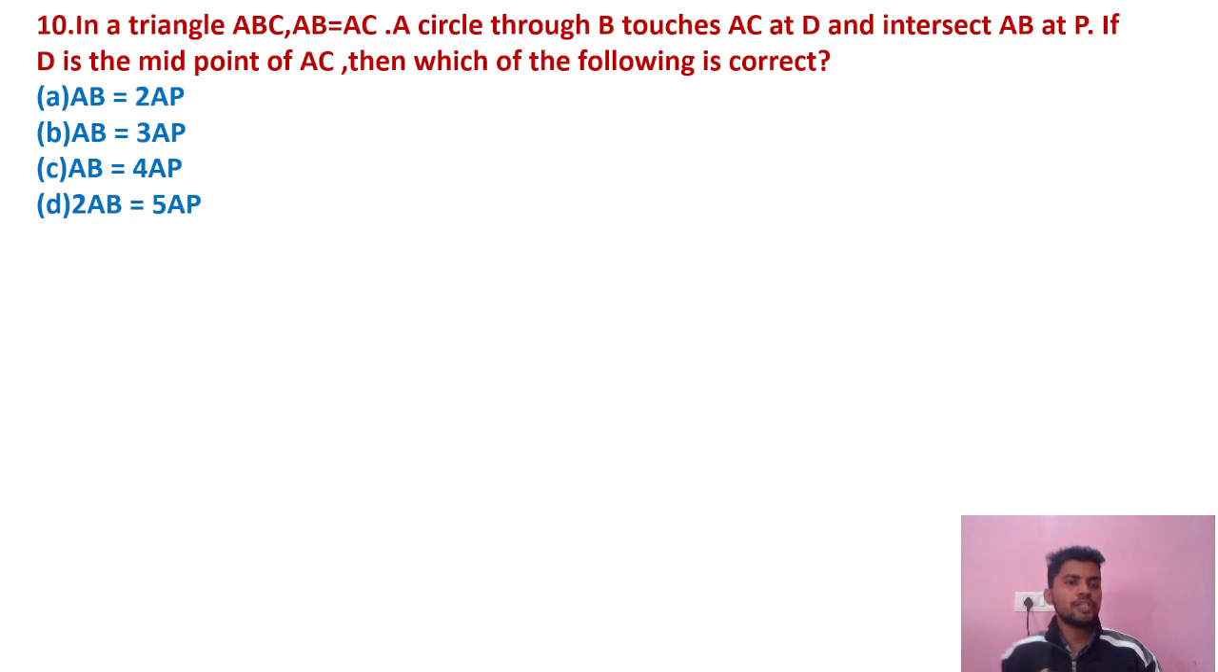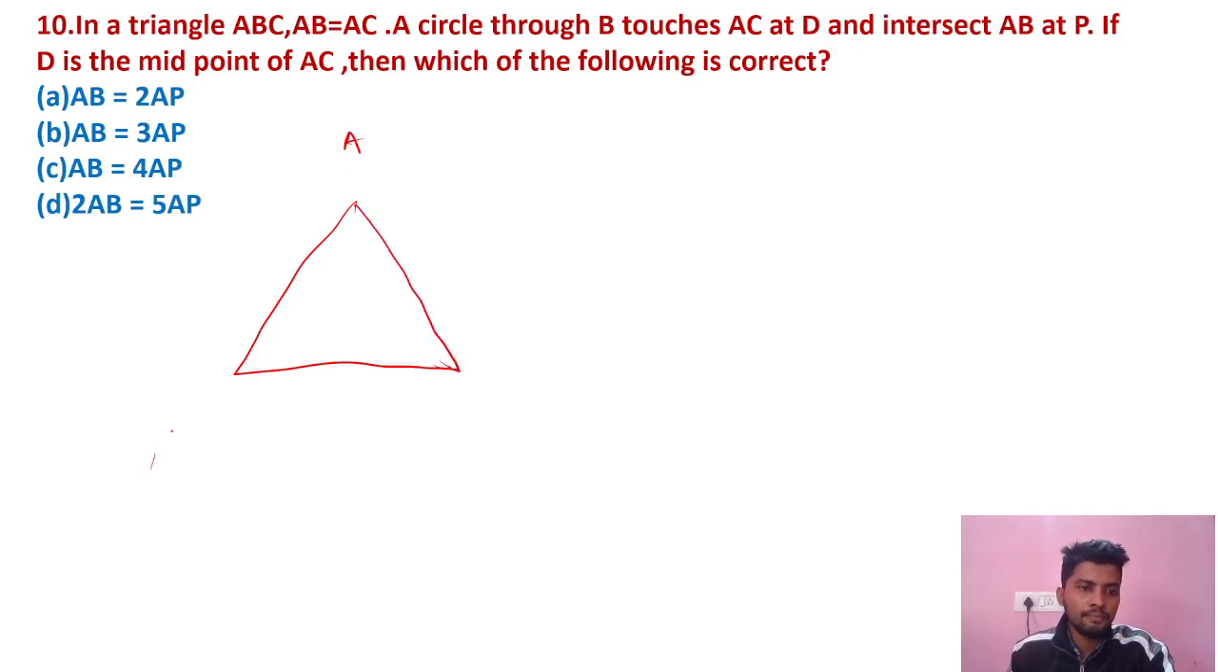Let us move to the last question of the day. In a triangle. So first they told me to draw a triangle. So we will draw a triangle. The name of the triangle is A, B and C. Okay, next is AP equals to AC. So AP equals to AC is given, which means it is an isosceles triangle. A circle through B touches AC. So we have to take a circle through B, and it will touch AC at D and intersect AB. So it will intersect AB at P. Sorry for the diagram.